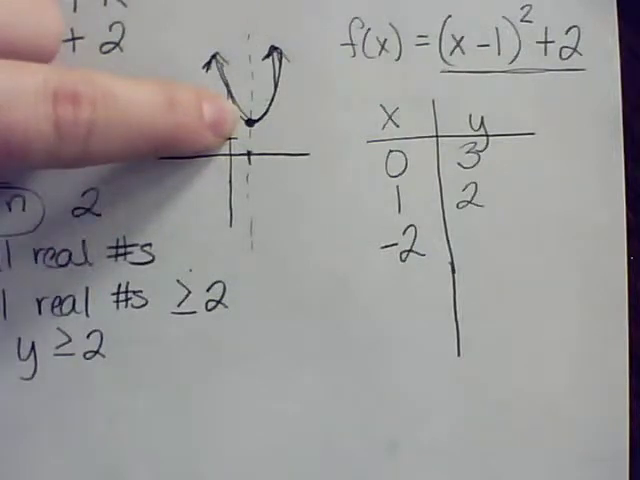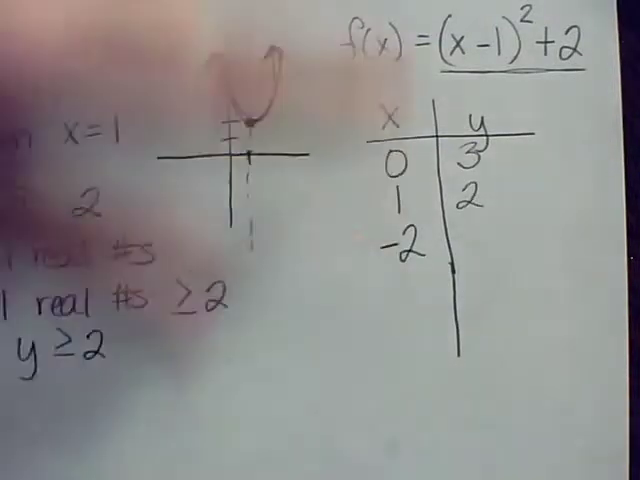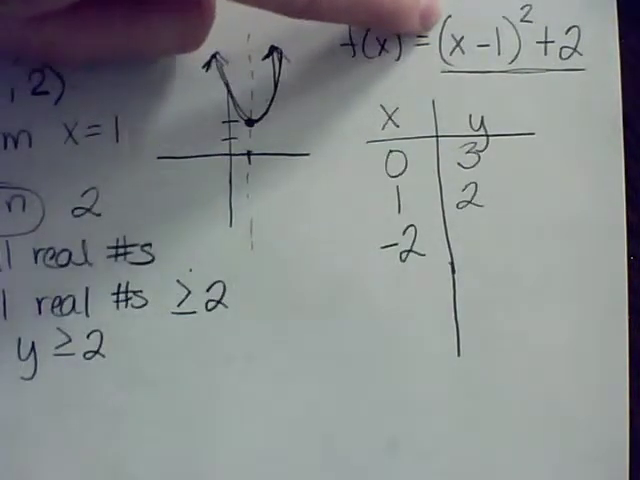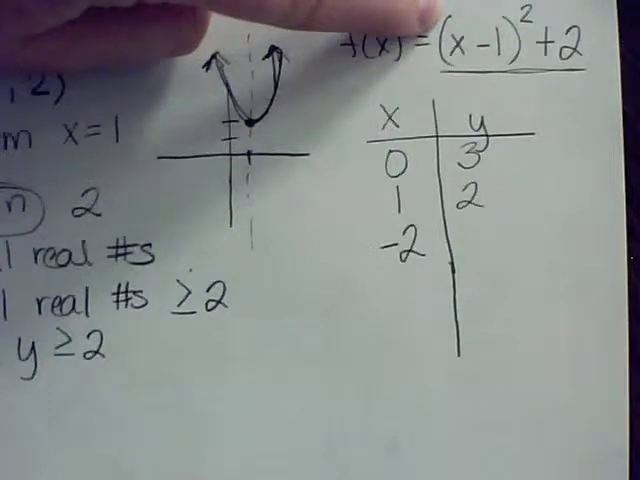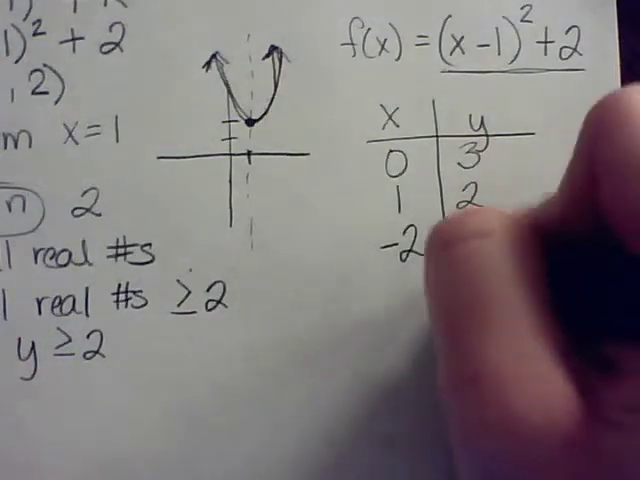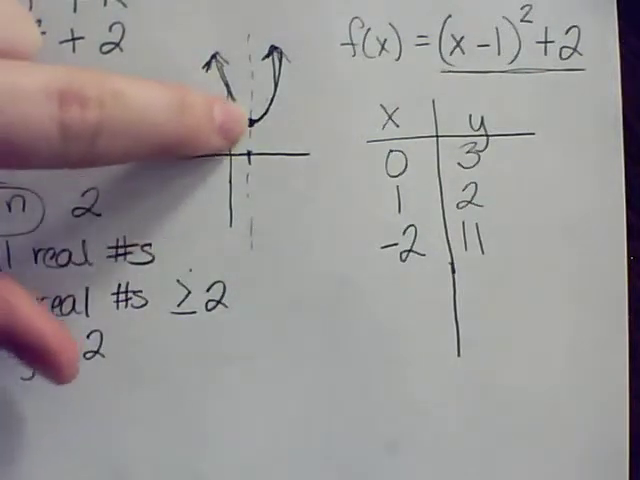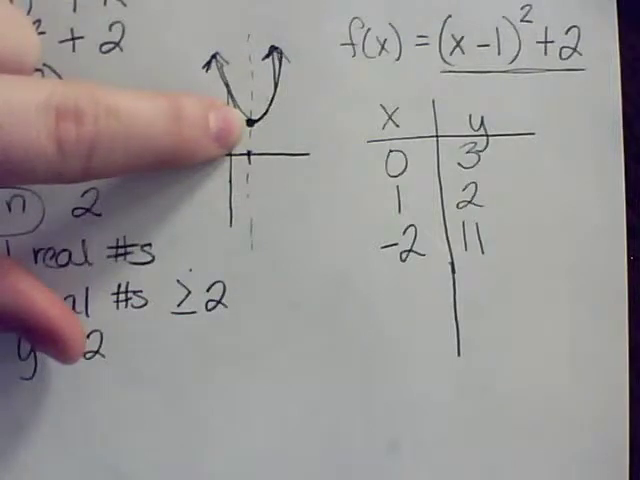That's your vertex, which we knew from h and k. Okay, let's plug in -2. -2 minus 1, -3 squared, +9 plus 2, 11. So if I were to mark these points, I have x is 1, y is 2.